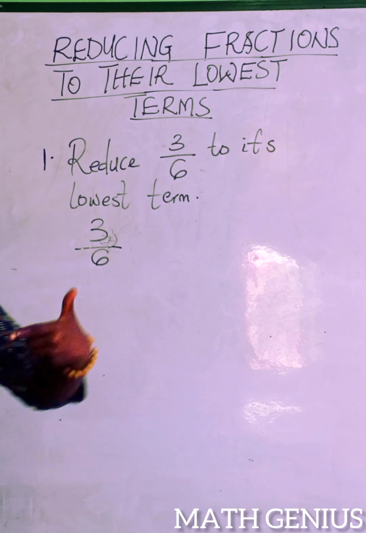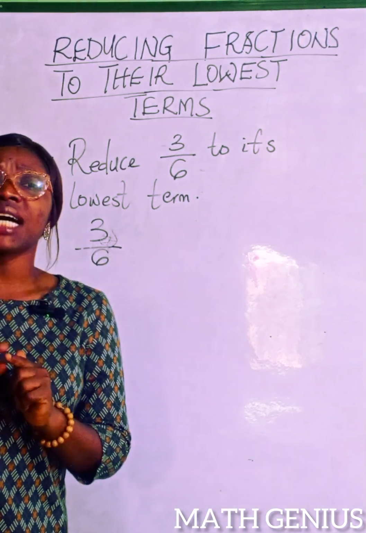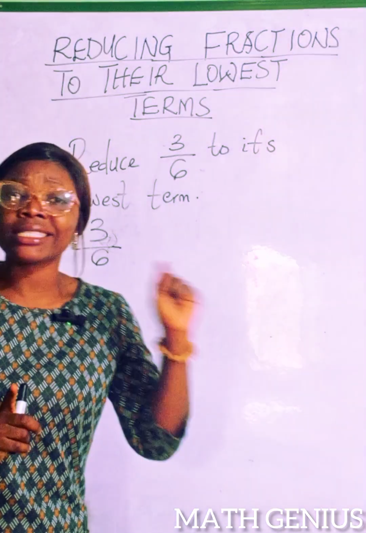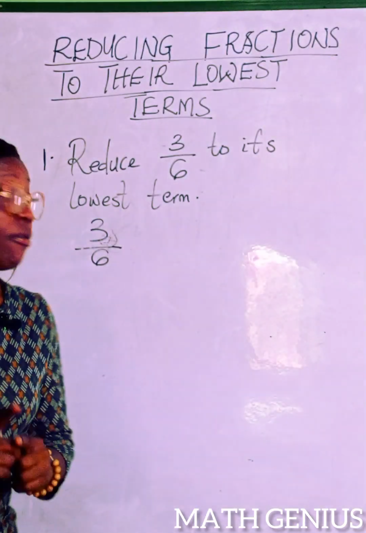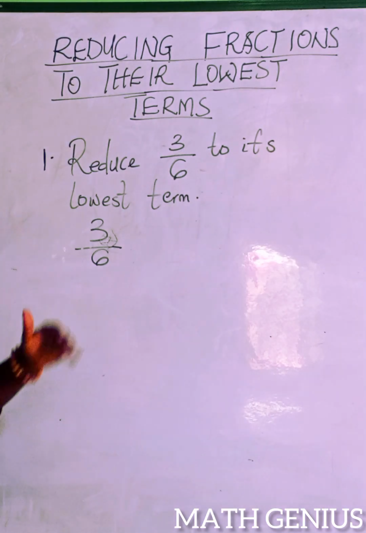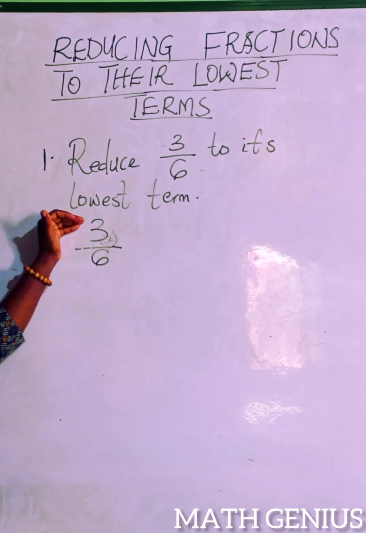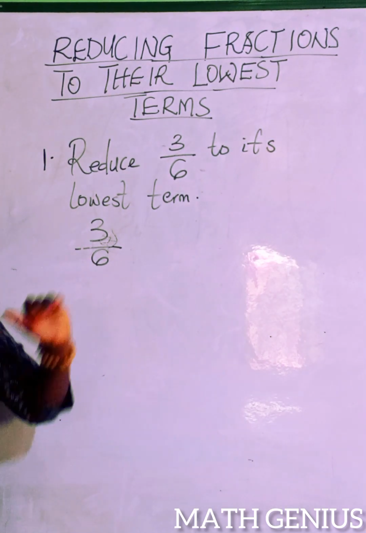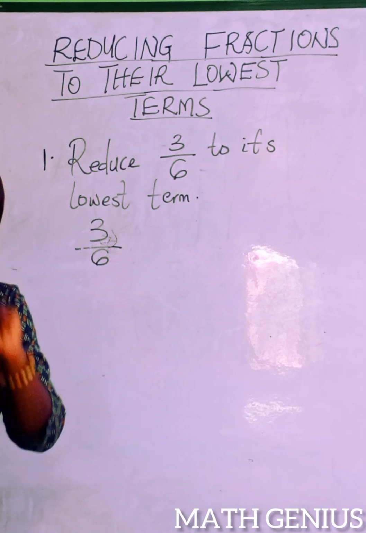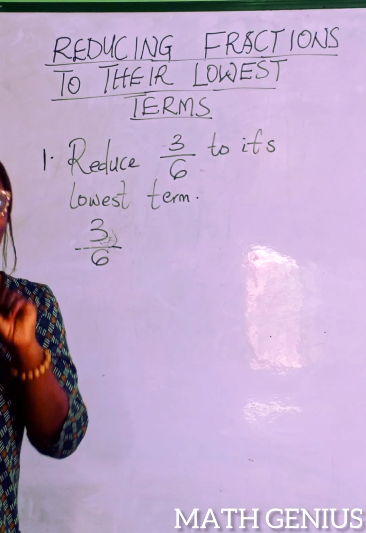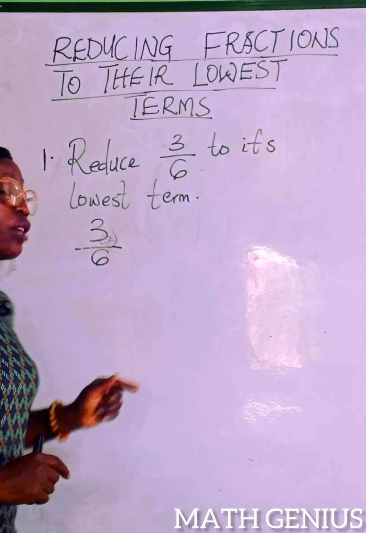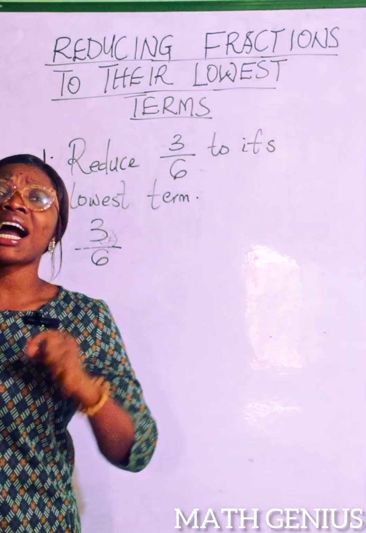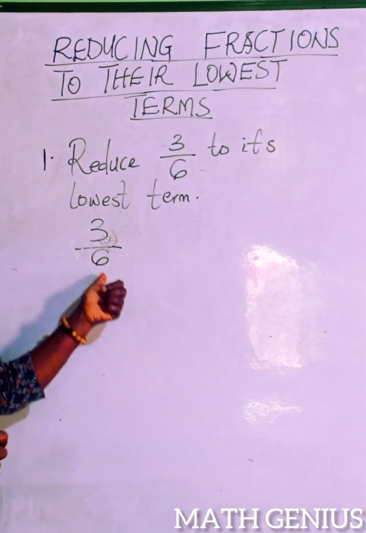Remember, a factor is a number that can divide another number without leaving any remainder. So you check, is there any factor that can divide the numerator and also divide the denominator? Any number you are using to divide the numerator, that number should have the same power to divide the denominator.